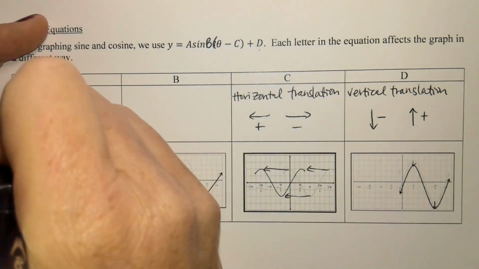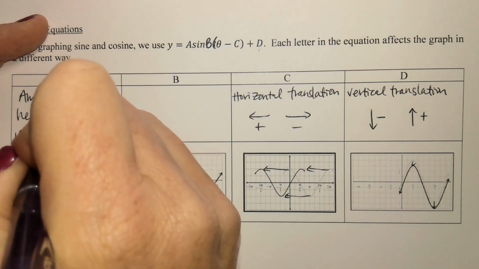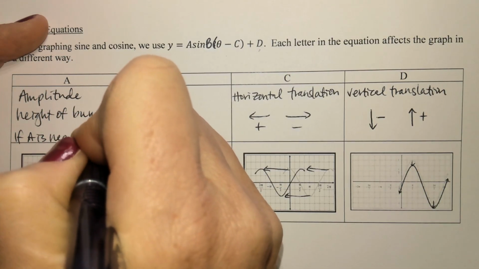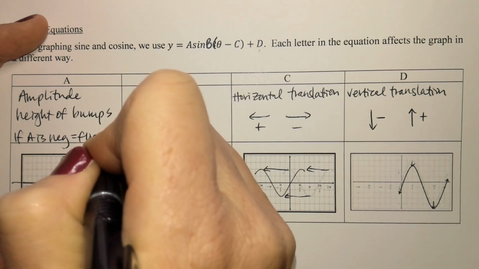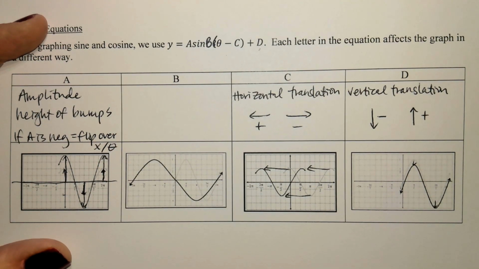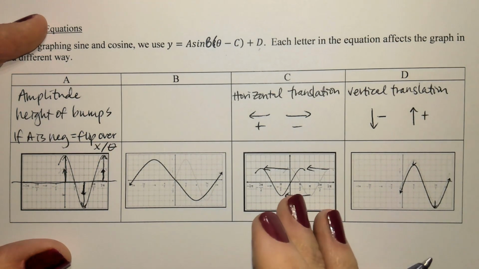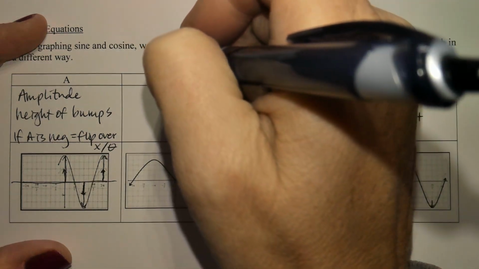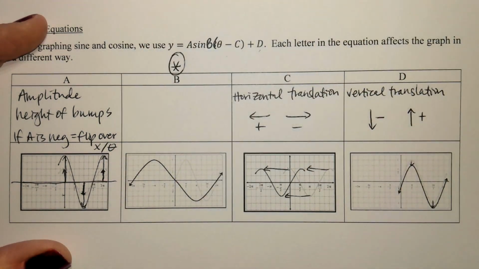of the graph. If A is negative, it just means that you have a flip, and I'm going to say over the x-axis or the theta axis, they're kind of interchangeable here. The B value is very interesting. If there is one that students get wrong on the test, it is B.